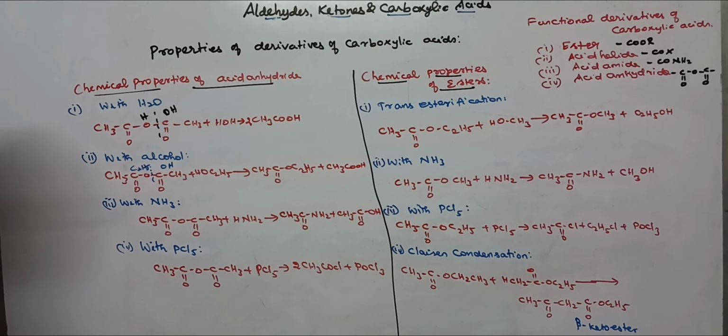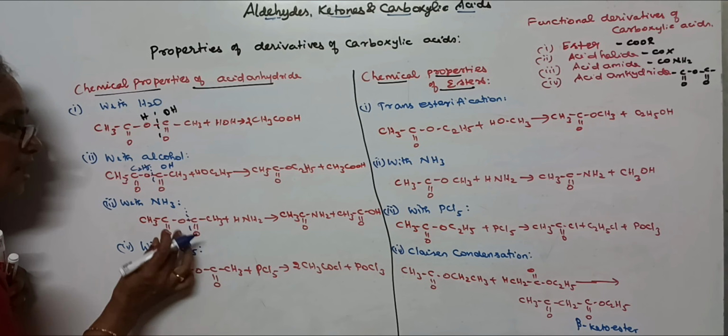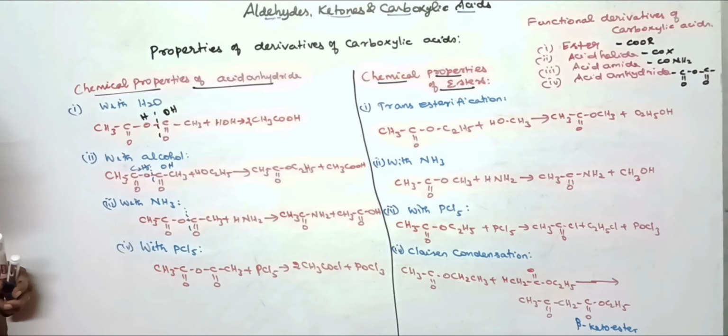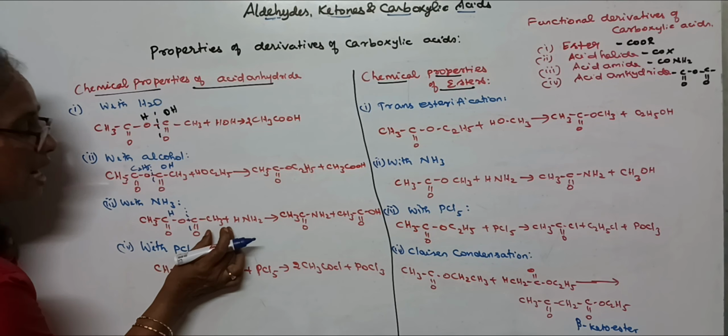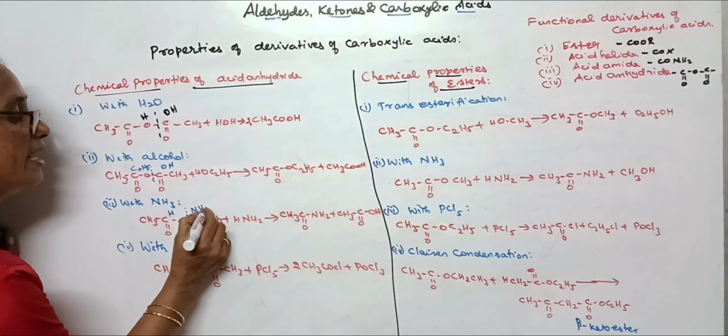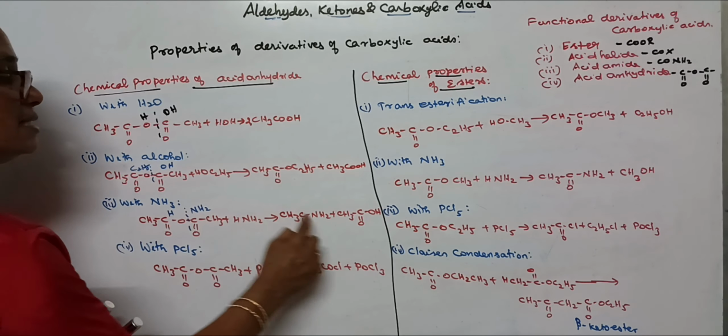With ammonia, ammonia also splits the compound in a similar way. Here the carboxylate part and acyl part get broken. To the carboxylate part, hydrogen is shared. With the acyl part, the NH2 group is shared. So we are getting acid and acid amide.